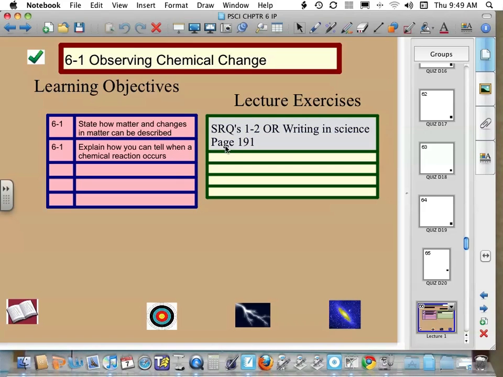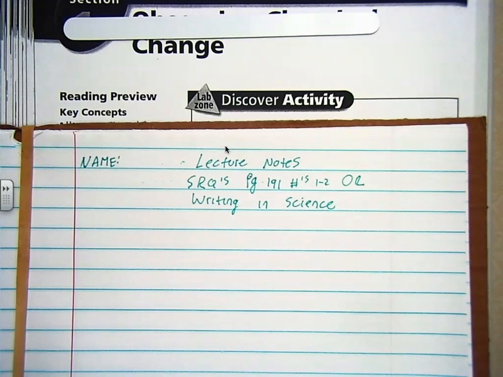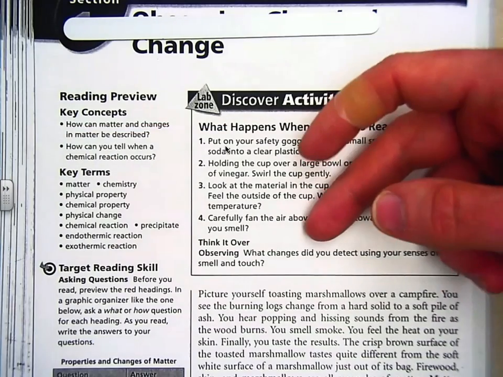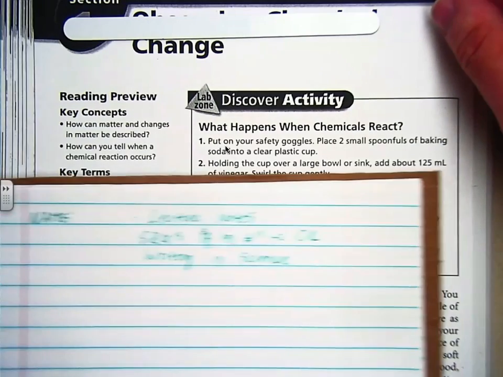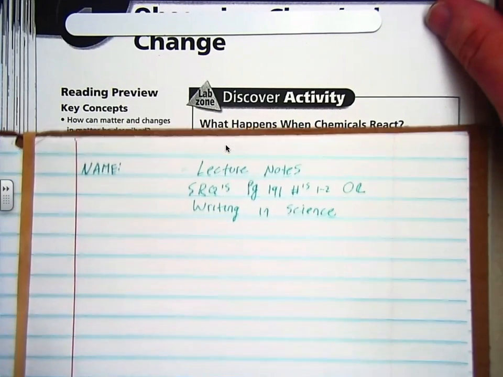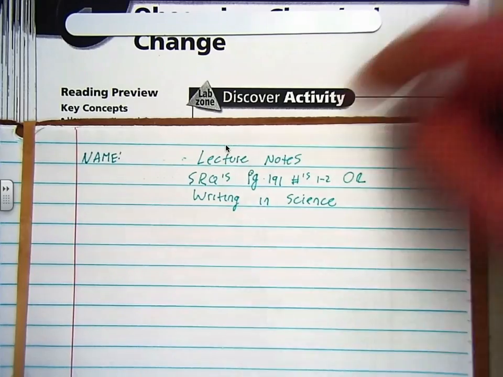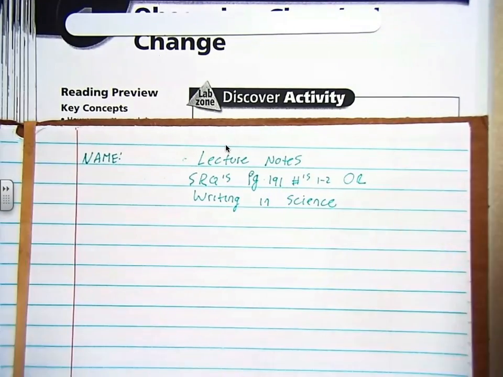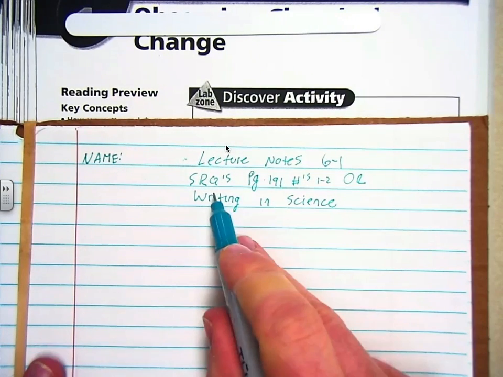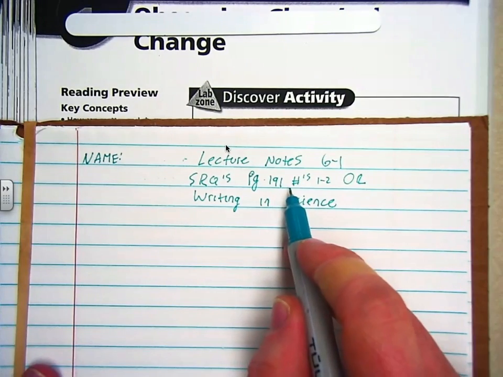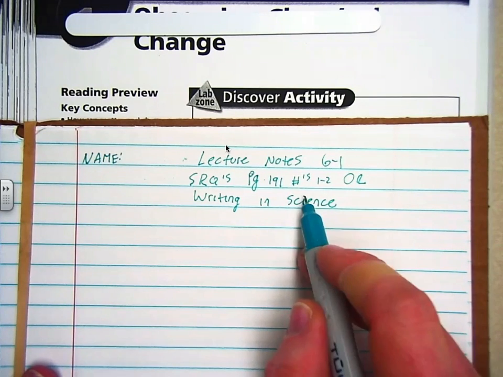Our lecture exercises are SRQs 1-2 or Writing in Science on page 191, so you get to choose. Before we start, I'd like you to make sure that you have your book open to page 184. I'm using a copy, but your book is full color. I'd like you to also have a piece of paper out ready to take notes. Put your name on it and call it lecture notes, and in this case it's 6-1. And write the assignment, SRQ, page 191, numbers 1 through 2, or Writing in Science.